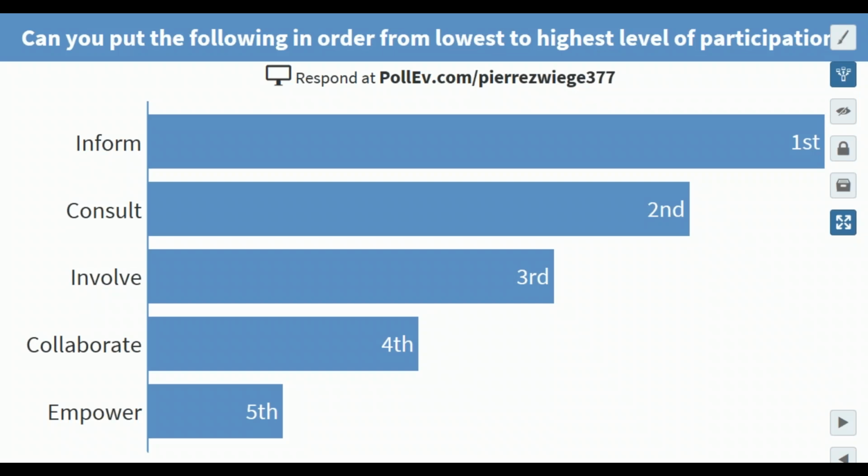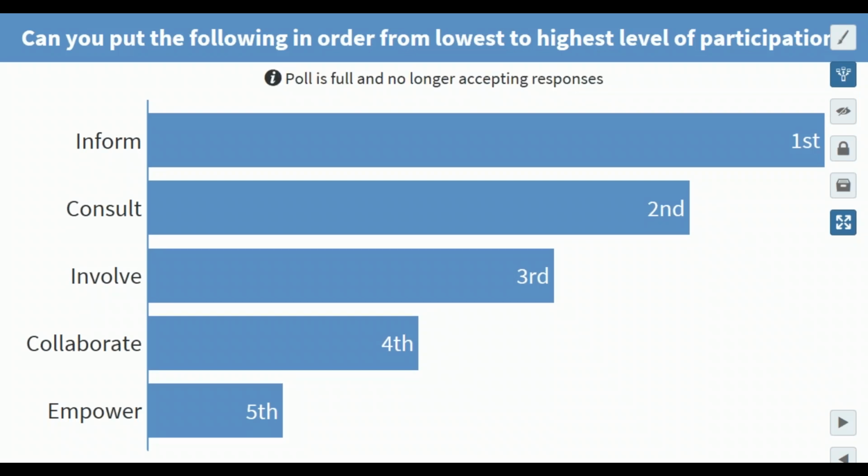All right, so it seems like we got a bunch of responses, and it seems like this group is really on the ball, and that really is the proper arrangement of these categories based on the influence and impact on the ultimate decision-making ability of public involvement in any sort of consultation process.